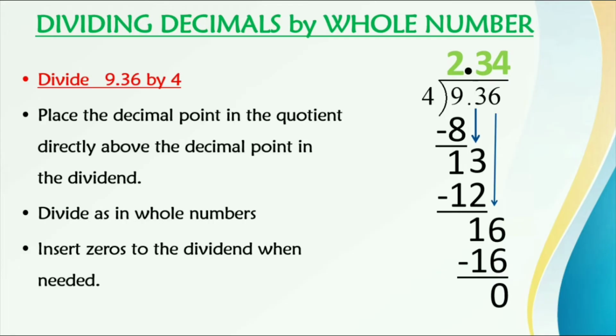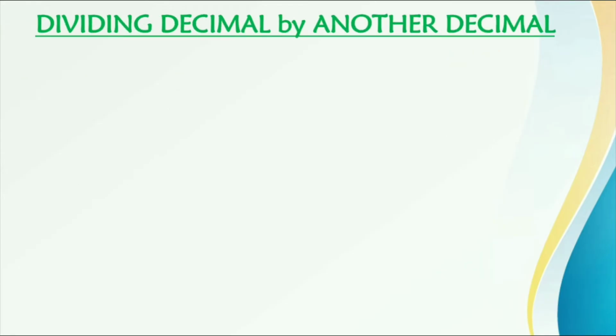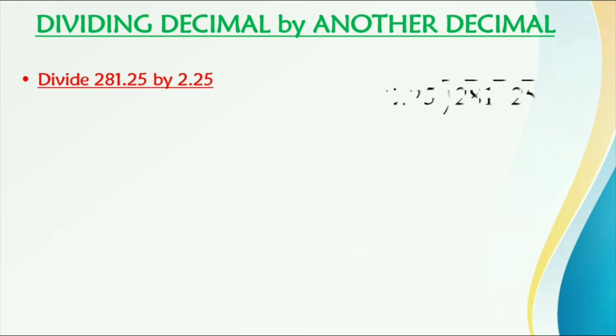Okay, so what if naman pag nag-divide tayo ng decimal by another decimal? Okay, this is another case. For example, we have to divide 281.25 by 2.25. So, ito siya ngayon. Okay, so ang goal natin, kapag nagdi-divide tayo ng decimal by another decimal, ang goal natin is gagawin natin na whole number yung ating divisor. Hindi tayo pwedeng mag-divide na hindi pa naka-whole number yung divisor natin.